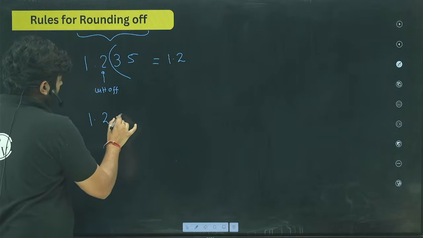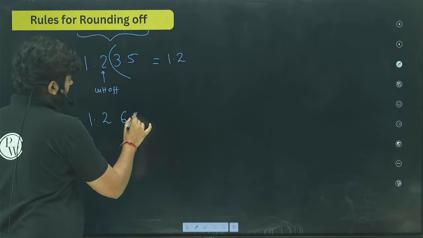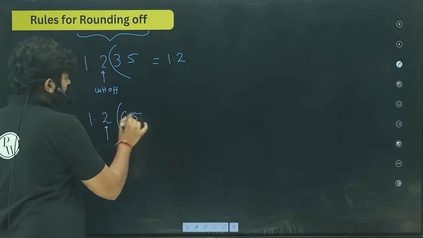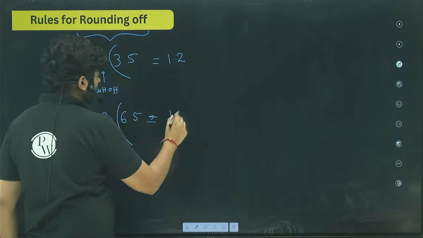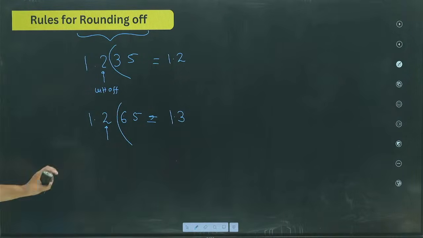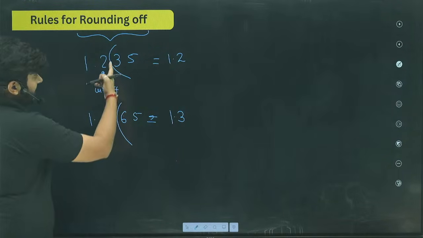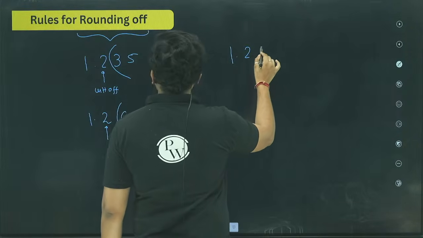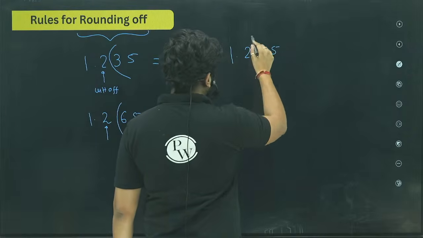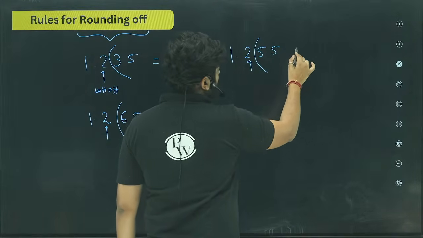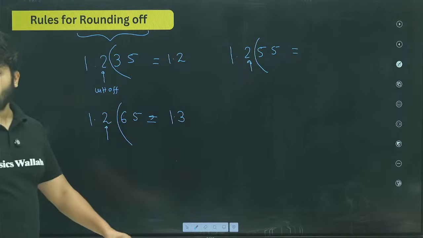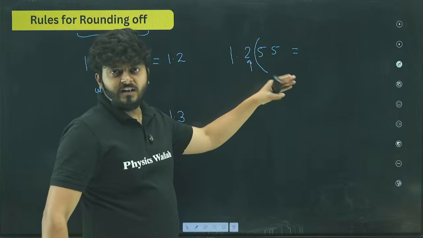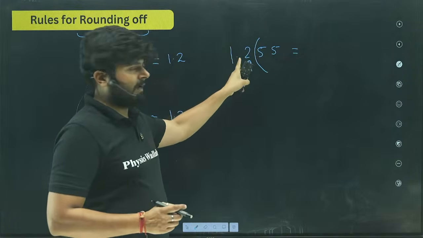But if it is, let's say, 1.265, and this is the cutoff digit, we have to remove the remaining part. In that case, the previous value will be increased by 1, so it will be 1.3. Now what if the number is neither less than 5 nor more than 5, but exactly 5, like 1.255? If this is the cutoff digit and I have to remove it, should I increase it by 1 or not? In that situation, if the number after the cutoff digit is exactly 5, I will look at the cutoff digit.